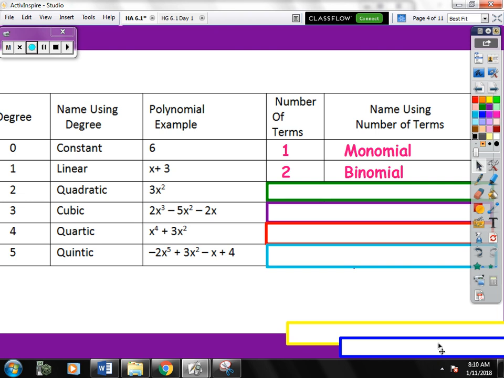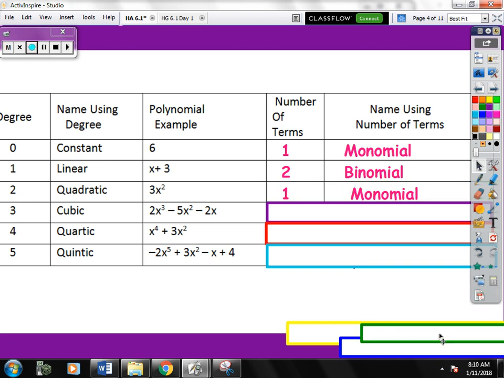And then our quadratic is if it's degree 2. That's what we just focused on. Now this one happens to only have 1 term. I know you see 2 things, but it's what's being added or subtracted. Like this one has 3 terms. This one only has 1 term. So that would also be a monomial again.